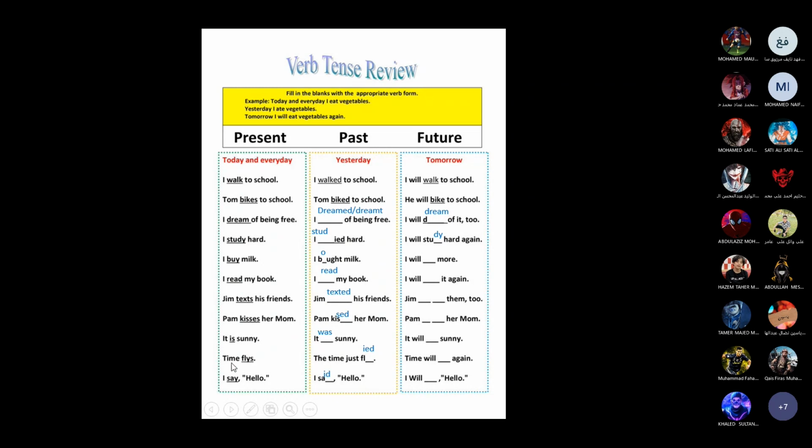Another example. Time flies. So this is the singular form of the verb in the present. Time is a singular subject. So we say time flies. If you want to change it to the past, you drop the s and you change the y to i, then you add ed. So the time flied.